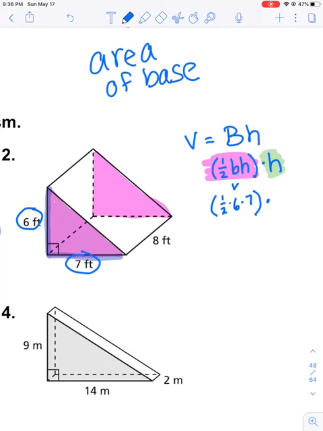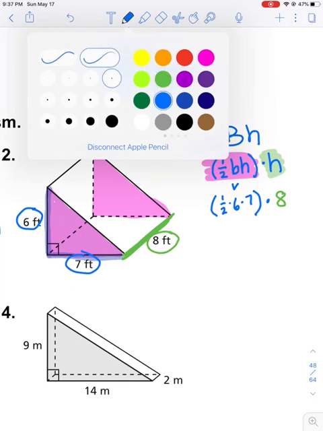Now, what's this other h? Do I use the 6 or the 7 again? No, what I'm going to use is how far apart the triangles are from each other. That's the height of the whole prism, which is 8. So times 8. So one triangle is worth 1/2 times 6 times 7. And then how many layers there are is how tall the prism is between the two triangles, and that's 8. Now let's solve that.